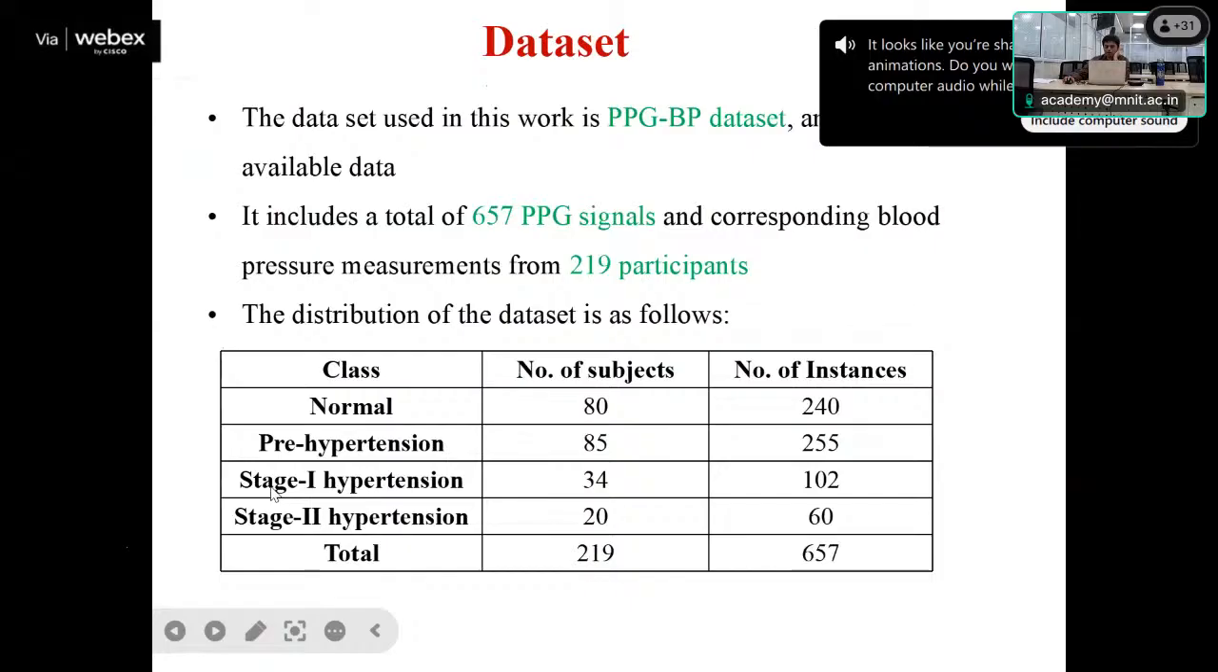We have used the PTB-XL dataset, where the blood pressure dataset is available for 209 subjects, with 657 instances. So definitely multiple instances are being considered, ultimately 3 instances for each subject. That's why the instances are more for your blood pressure from your 219 subjects.